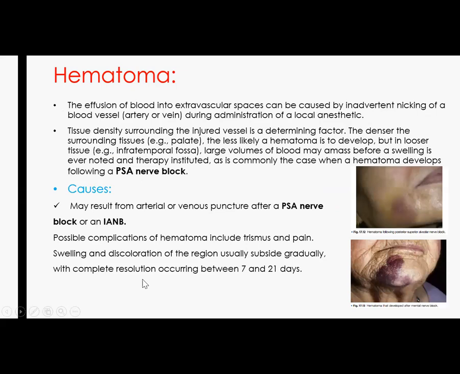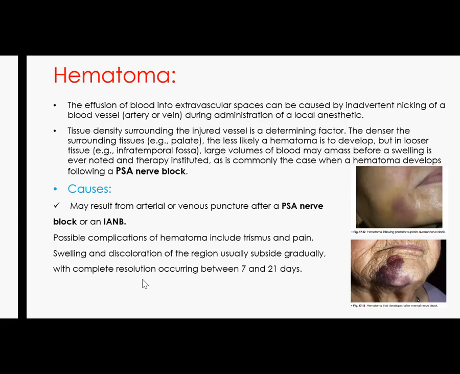Next one is hematoma. Okay, hematoma is a bleeding or a clot that forms underneath the tissues, underneath the skin or the mucosa. So basically, it occurs due to effusion or bleeding from the tissue blood vessel into the extravascular spaces and can happen due to inadvertent or accidental injury to the blood vessels. And also, it is more likely to happen in an area where the tissues are loose.